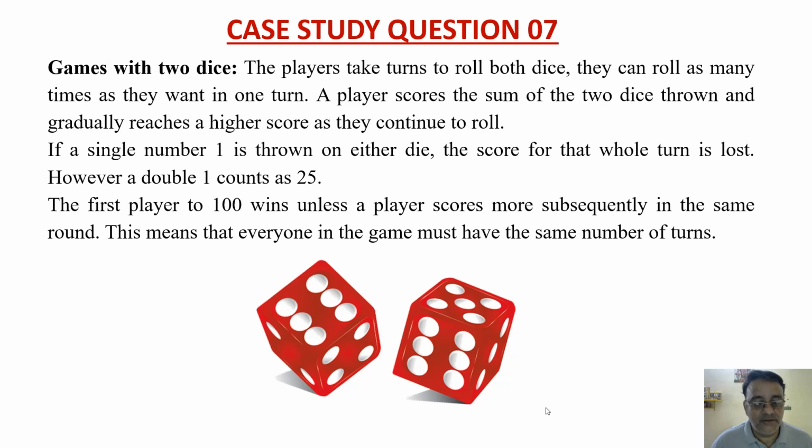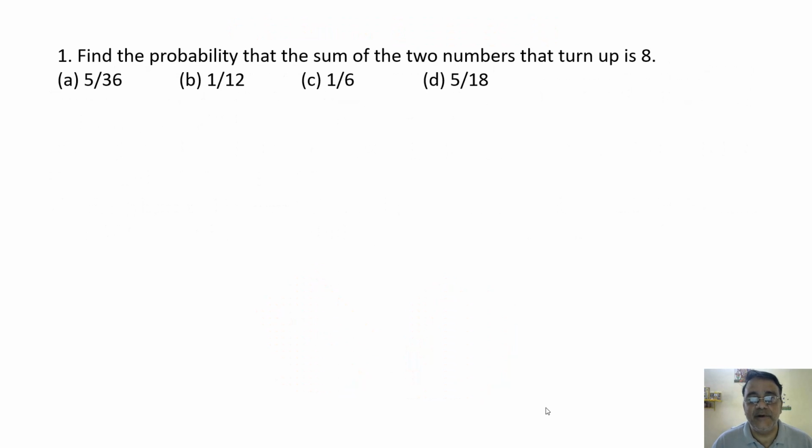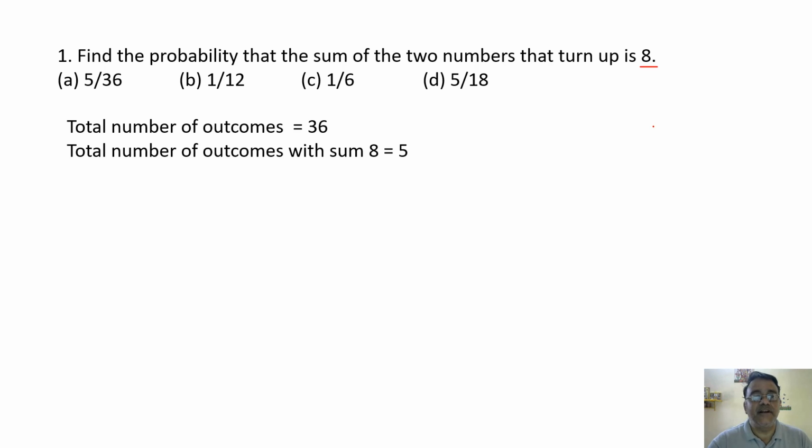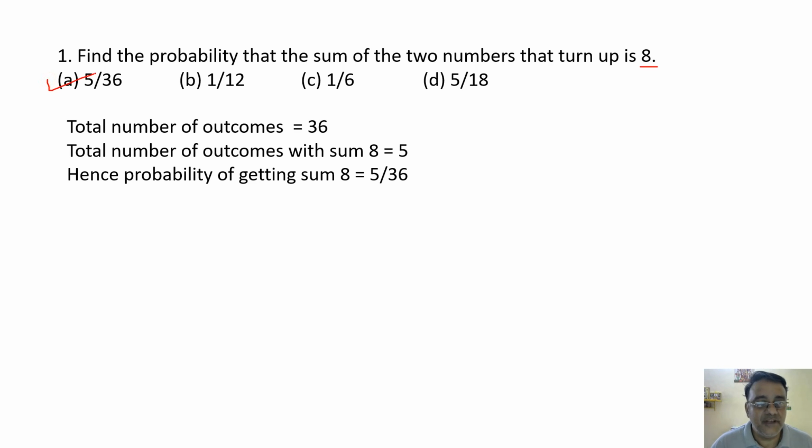So now we are going to start the first question. Find the probability that the sum of the two numbers that turn up is 8. So total number of outcomes is 36. And in how many outcomes will the sum 8 come? 5. 5, right. So the required probability is 5 by 36. And the correct option is option A. Now we are moving toward the next question.